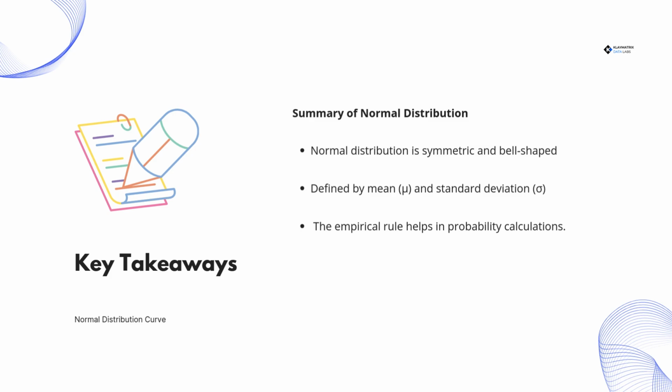Let's wrap things up. The normal distribution is symmetric, bell-shaped, and defined by the mean and standard deviation. The empirical rule helps us understand data spread, and z-scores make comparisons easy.